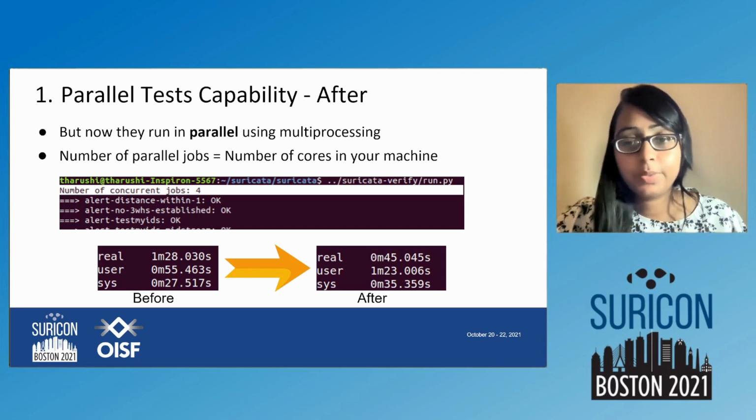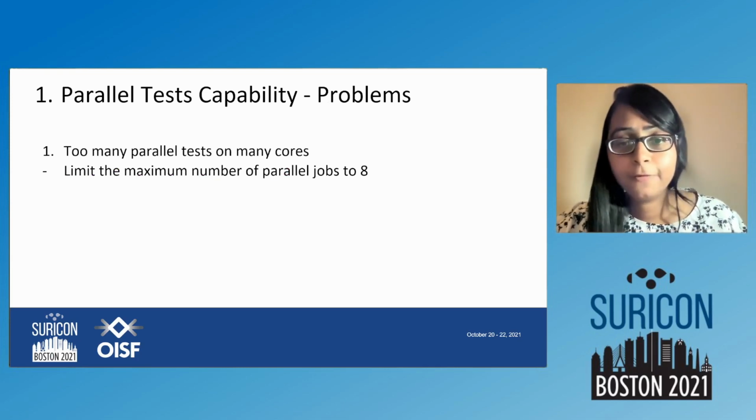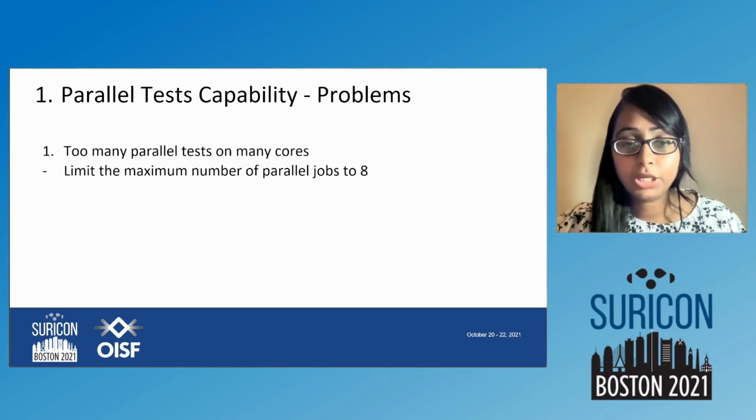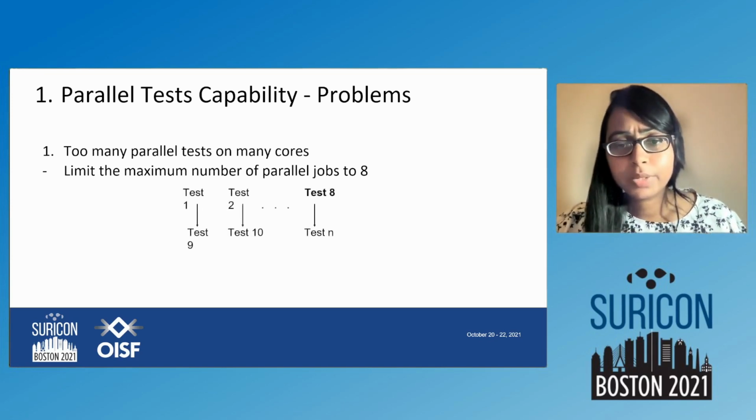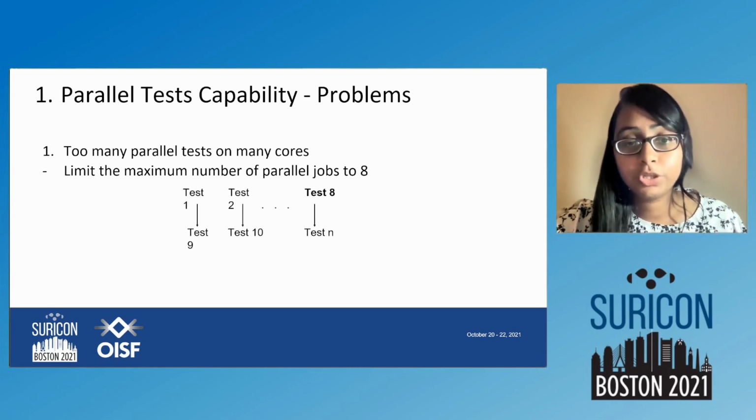So you see what a great improvement it's made. But in the process of making it work, we also ran into several problems. For example, on machines that had too many cores, there were too many parallel tests being run, causing it to run out of memory. So as a solution, we limited the maximum number of parallel jobs to 8.